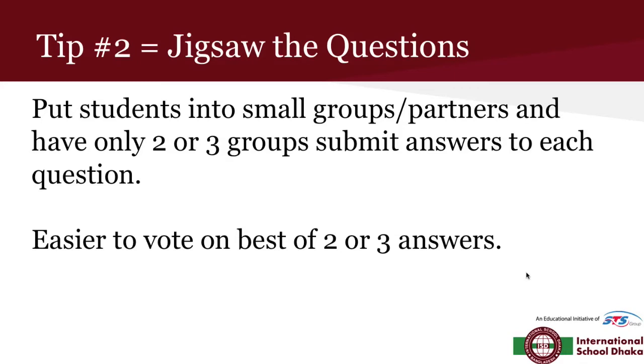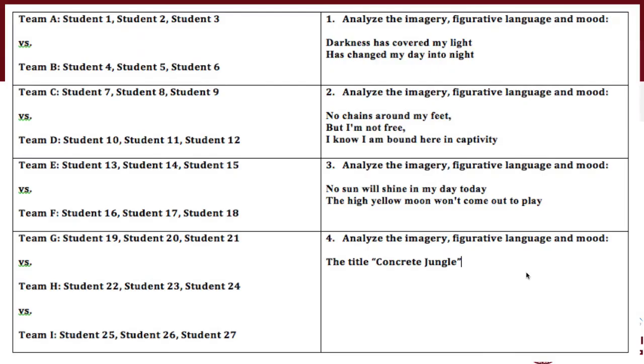Tip number 2 is to put the students into small groups or partners and have only 2 or 3 groups or partners submit answers to each question. So this means there'll be only 2 or 3 student answers for them to vote on, which is much easier than choosing the best out of 15 or so.